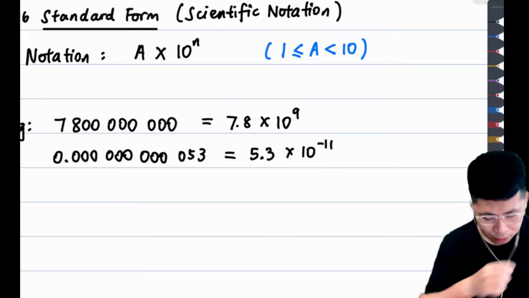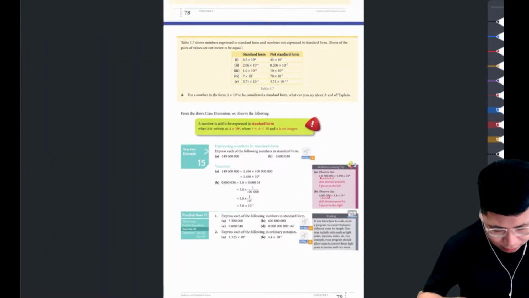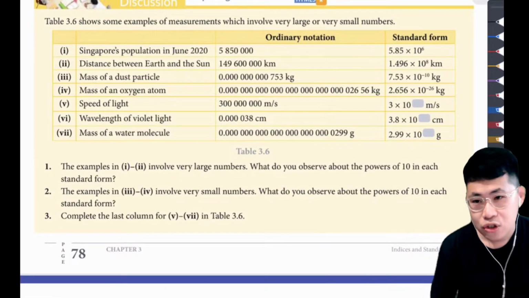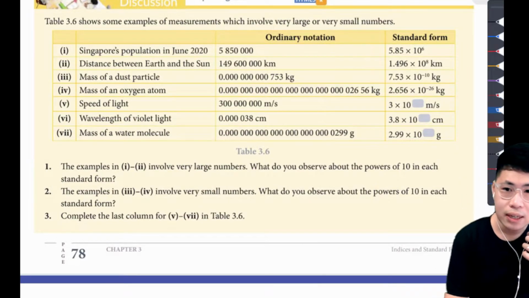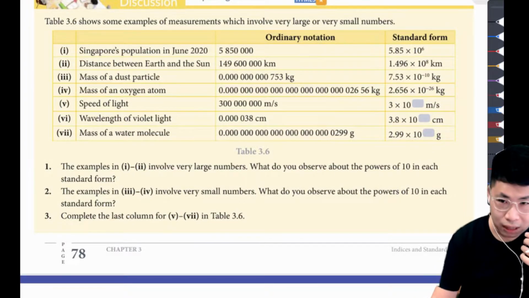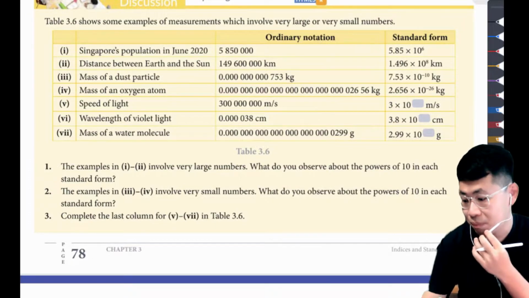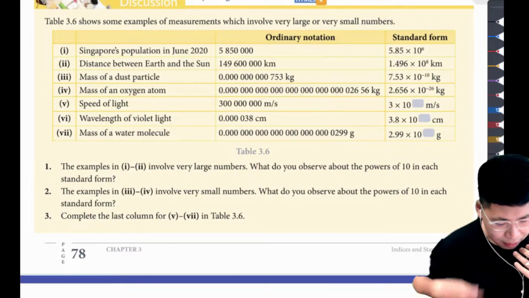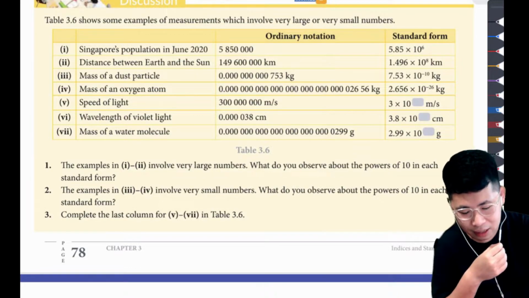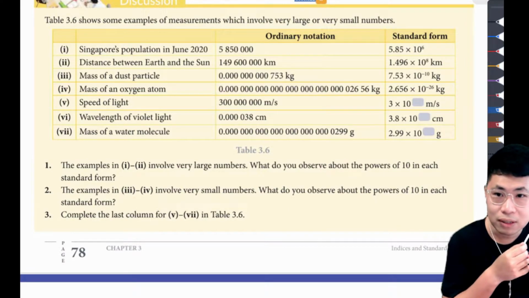Okay, so with this, let us take a look at our textbook examples. Over here at the standard form, at page 78, some discussion part. Now over here we have 1, 2, 3, 4. We have Singapore's population, 5,850,000. Even if we say 5.85 million, if you want to write this out, it is 5.85 times 10 power 6.